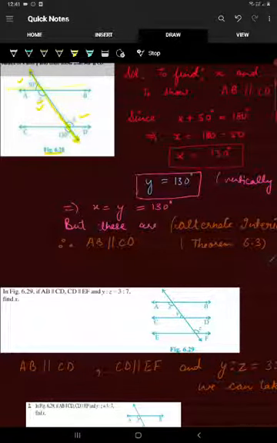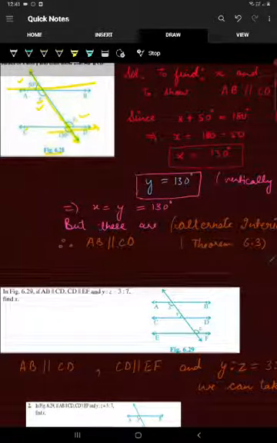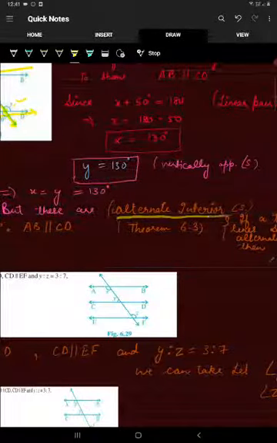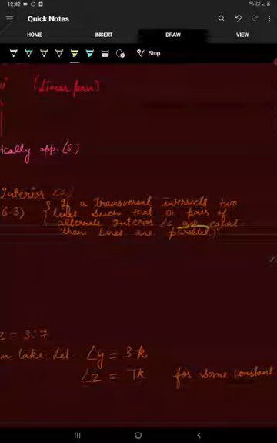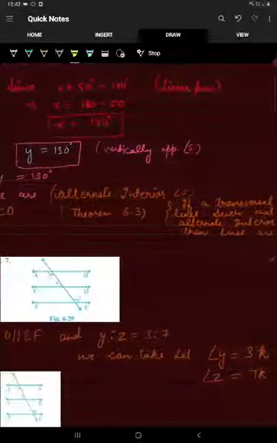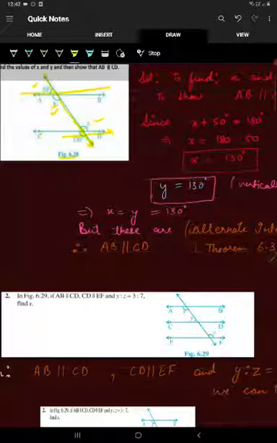But in the figure, if we observe, both x and y are the interior angles between line AB and line CD, and they are on alternate sides of this transversal. Therefore x and y are alternate interior angles. And students, we have studied in Theorem 6.3 of our NCERT that if a transversal intersects two lines such that a pair of alternate interior angles are equal, then the lines are parallel. Here x and y are alternate interior angles, and both come out to be 130 degree. Therefore using this concept we can say that AB is parallel to CD.